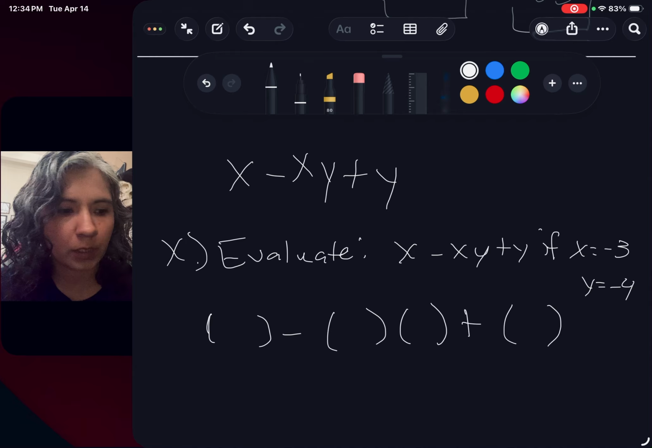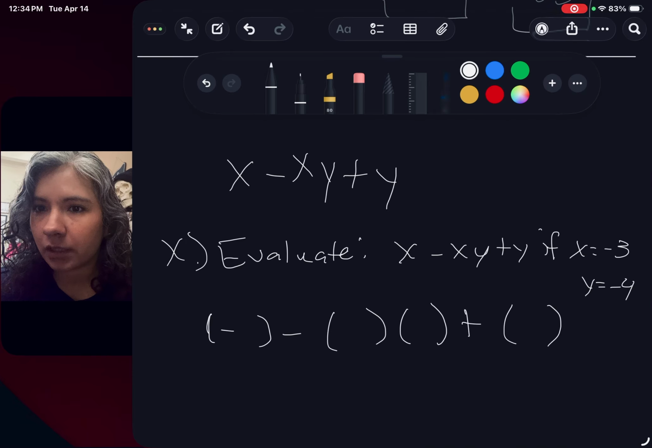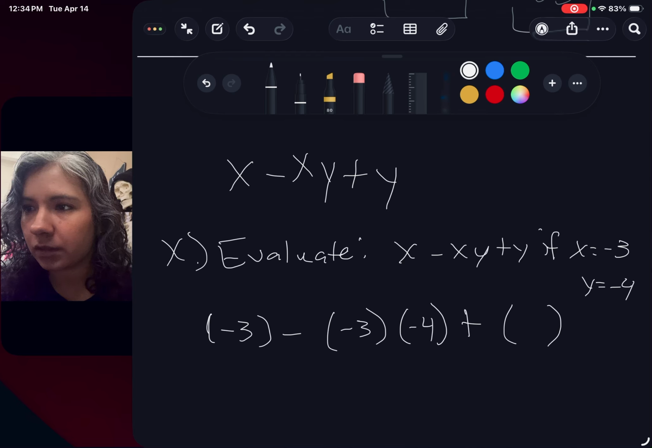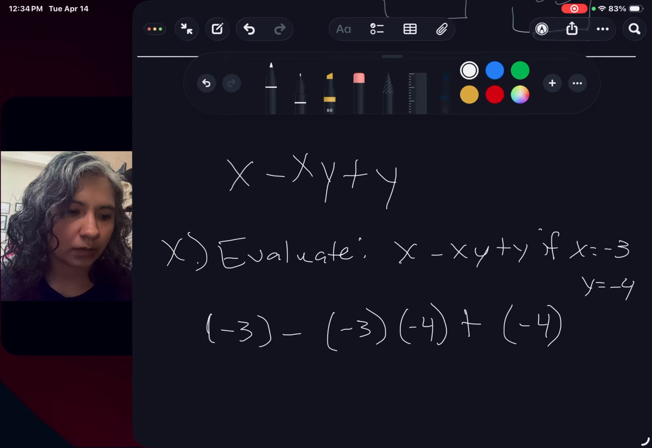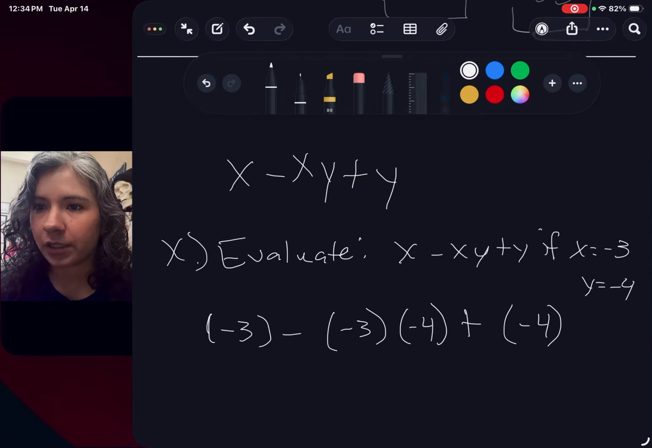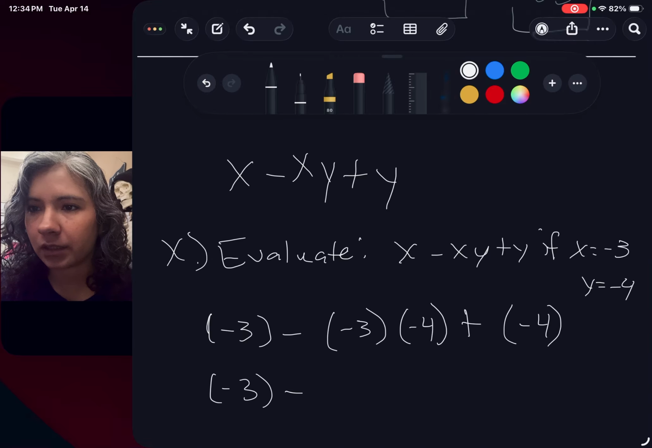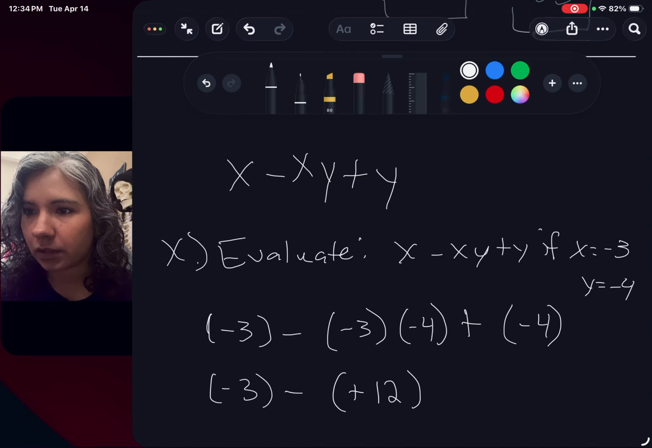So we'll go ahead and plug in the numbers: -3 minus -3 times -4, plus -4. Okay, so now whenever we do order of operations, we multiply first. So let's do -3 minus a negative times a negative. Since there's the same sign, it's going to be positive 12. And then plus -4.